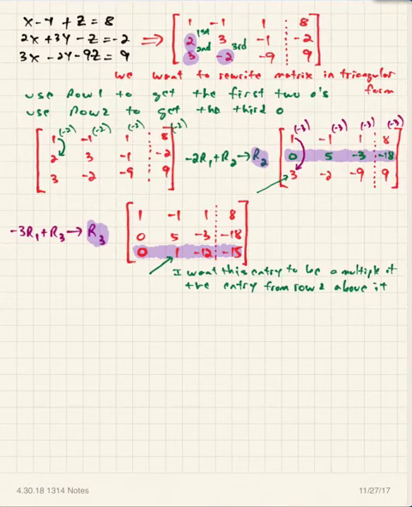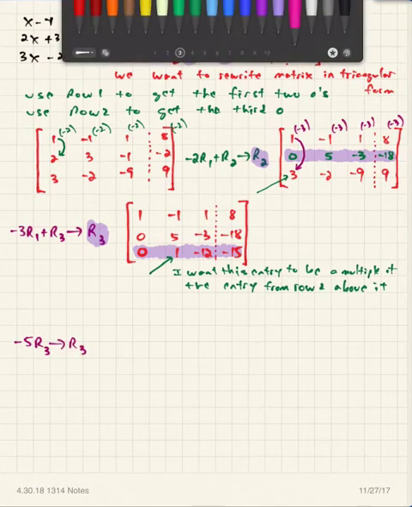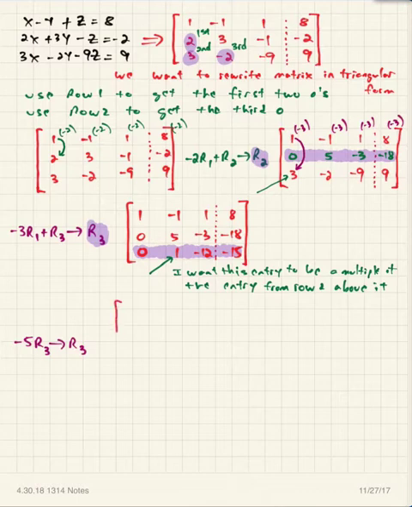And in this case, to make it a multiple of 5, all I really need to do is multiply it by negative 5. And I'm going to multiply it by negative 5 so that the sign is opposite. So I'm going to take negative 5 times row 3, and I'm going to put it in place of row 3. All I'm doing here is multiplying row 3 by a constant. And the only reason I'm doing that is to make that entry a multiple of the 1 above it. So rows 1 and 2 do not change in this step. The only row that changes is row 3. I multiply every entry by negative 5.